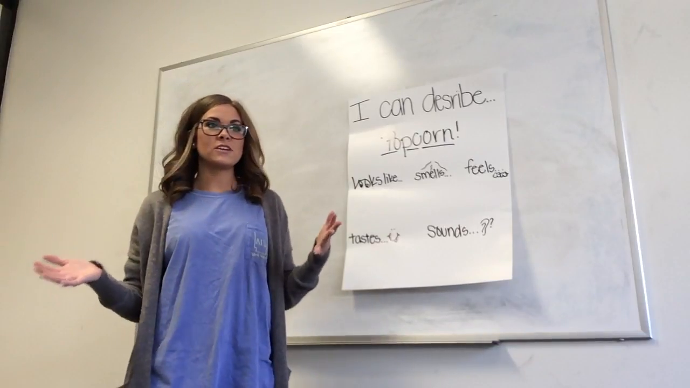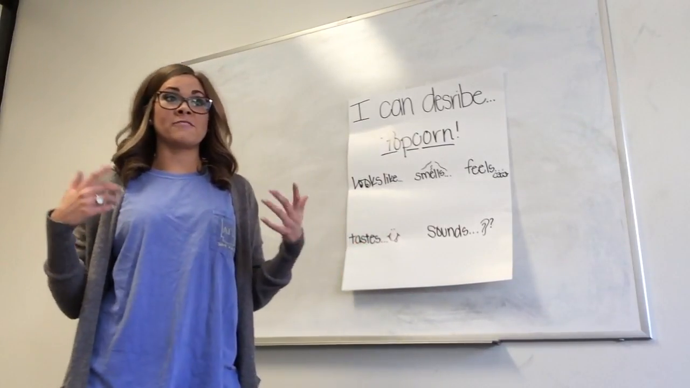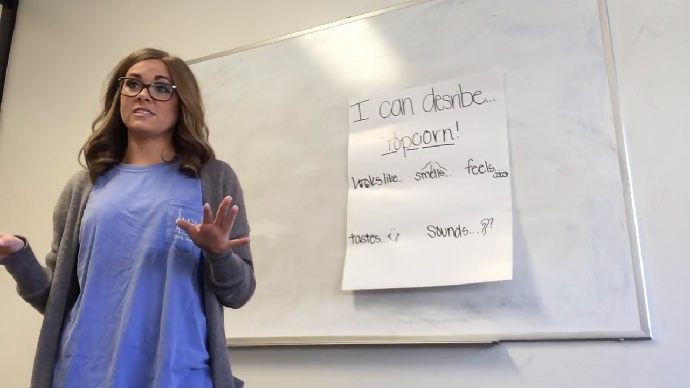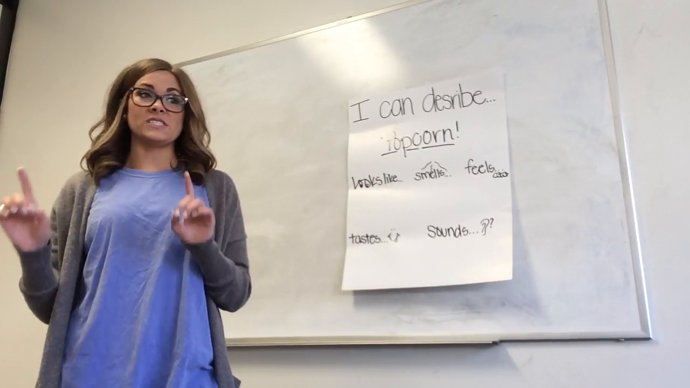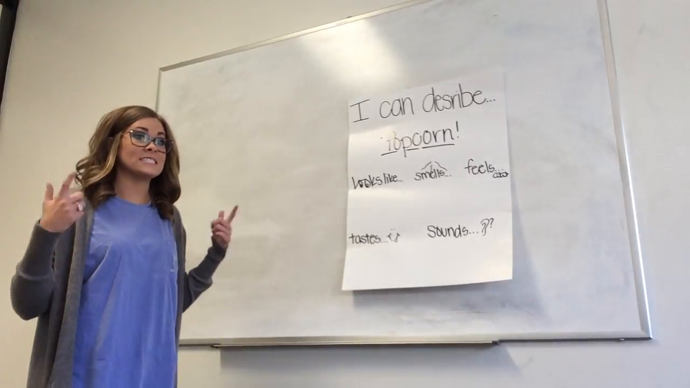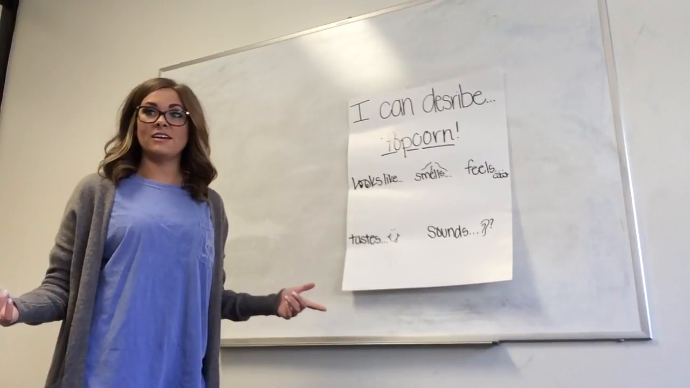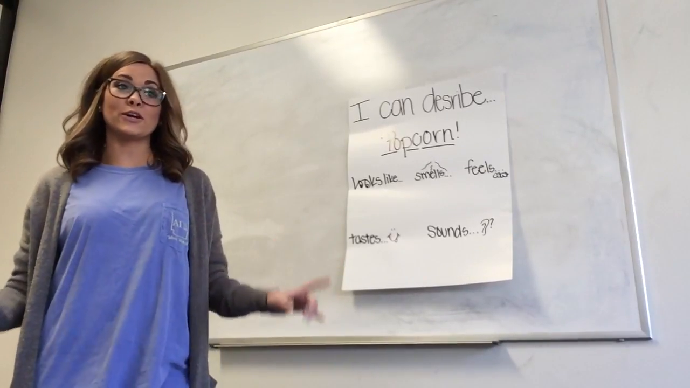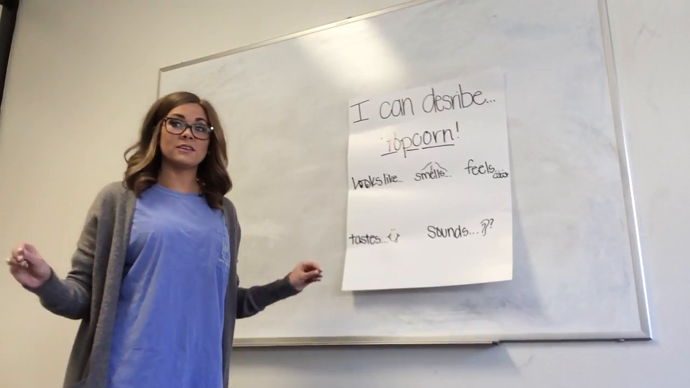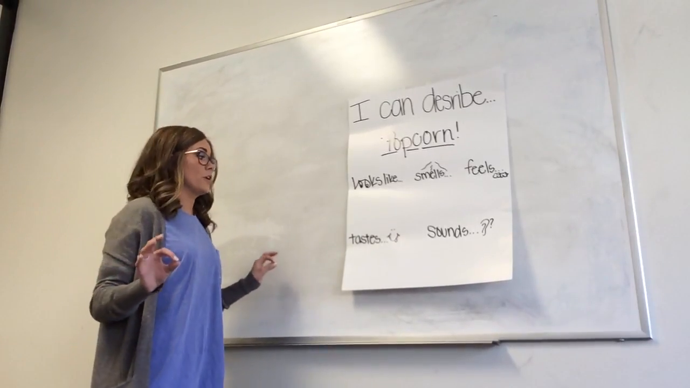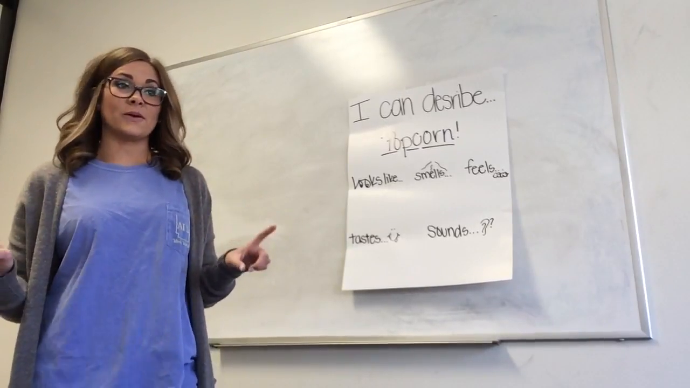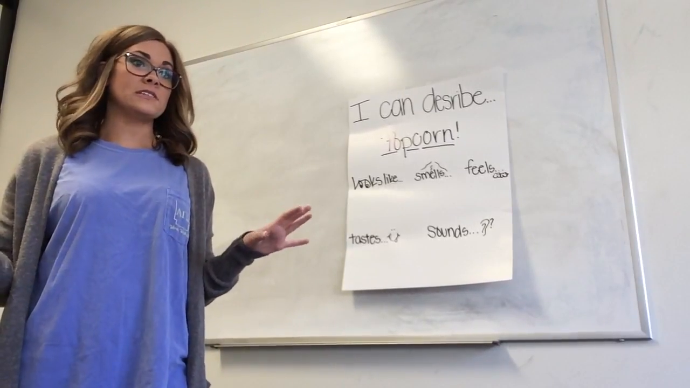Okay, boys and girls, so this week we've been learning about the 5 senses. So we're going to do a quick review over our 5 senses. What part of our body do we smell with? Our nose. What part of our body do we see with? Our eyes. What part of our body do we hear with? Our ears. And what part of our body do we feel with? Our hands. What part of our body do we taste with? Our mouth.